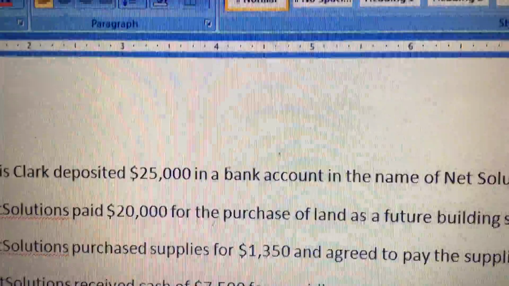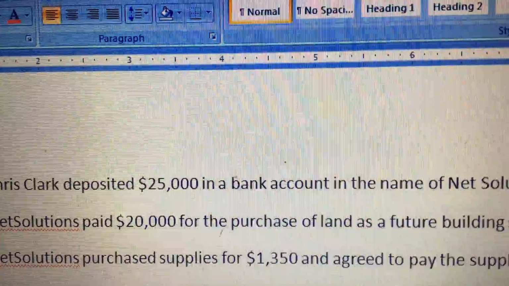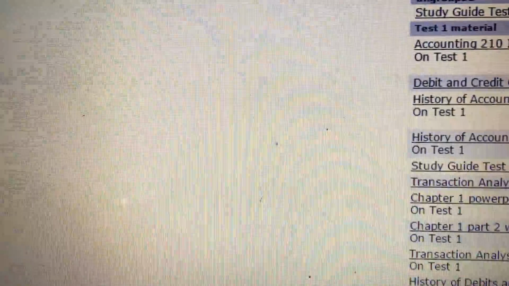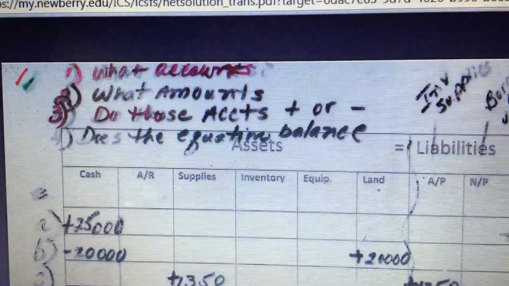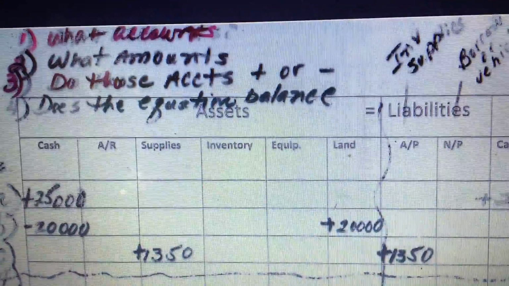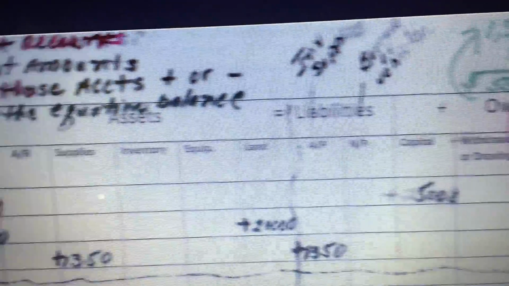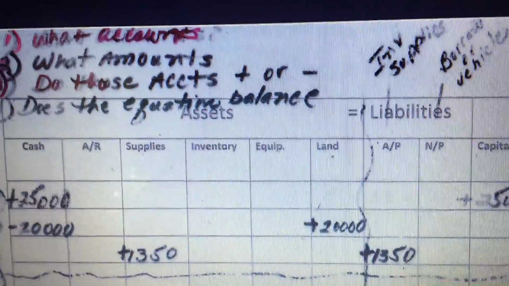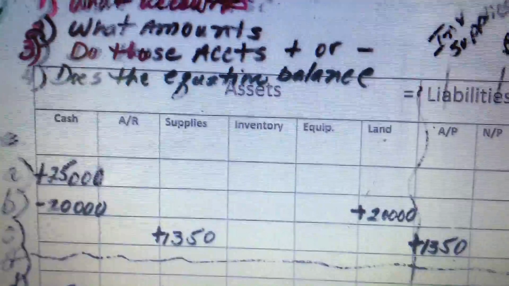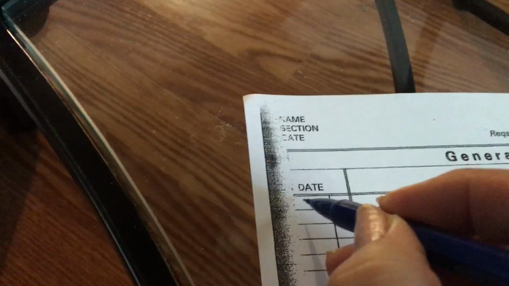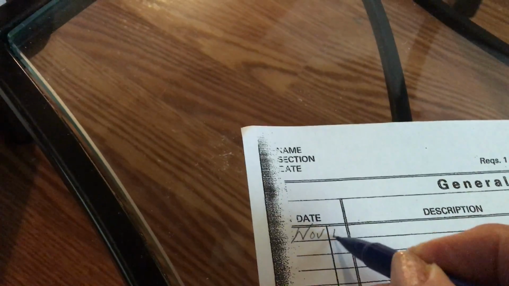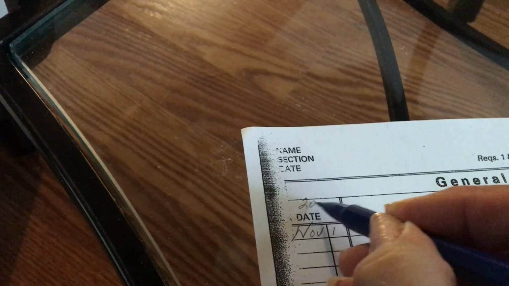Now, you virtually ask yourself the same questions that you did on your transaction analysis page. You have what accounts, what amounts, do they increase or decrease, and does the equation balance? So if you'll notice, we'd already done that in the transaction analysis. Now we just want to see how it looks in the general journal entries. So let's take our date, which is November the 1st, carry it over here, put November the 1st, and this was 2013.